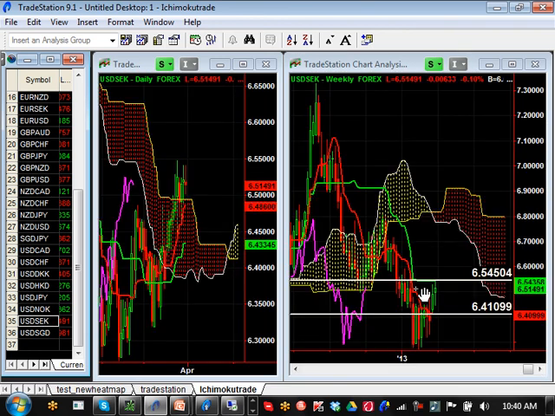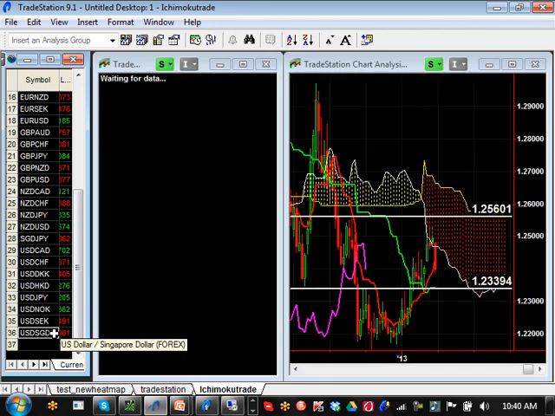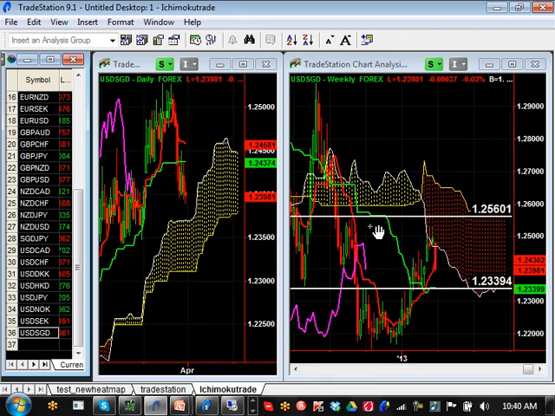US SEK, it's basically at the top of its range too, which is 54.50 and 41.09. Notice that's the theme for a lot of the US currencies. It's ranging, but it's at the top of the range, which is pretty interesting. This one isn't. US Singapore dollar, it's ranging between 23.39 and 25.60, and it's just really doing nothing there at all.